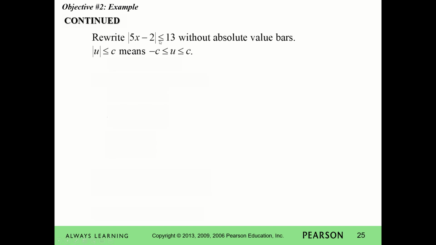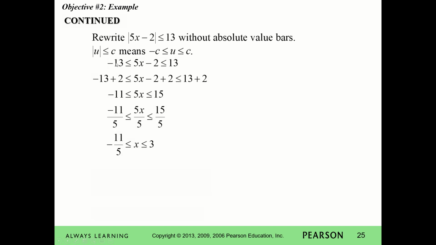Now we can get rid of our absolute value symbols and put a negative 13 on the left. Then from there, we add positive 2 to everything. Divide everything by 5, and you get an answer that's got some fractions in it, but like we've seen before, that's not okay.